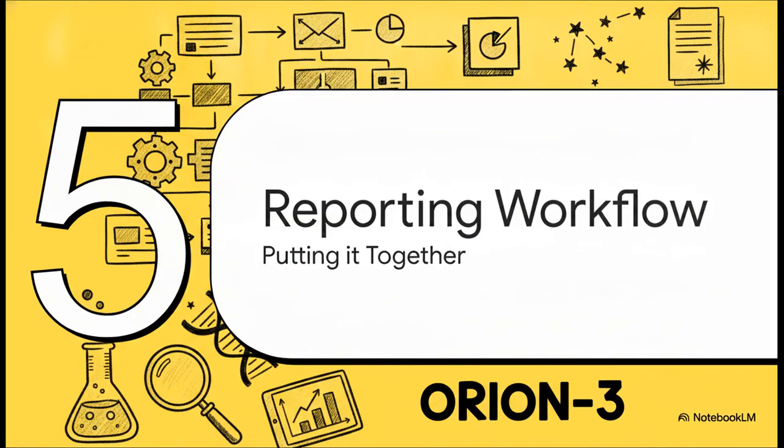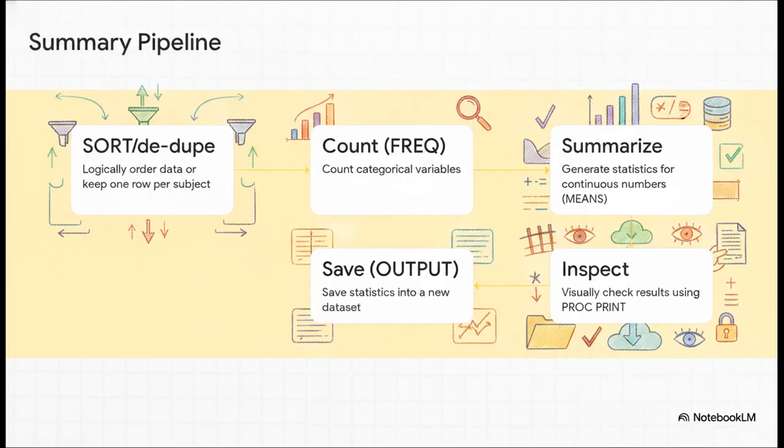And finally, Section 5, the complete reporting workflow, putting it all together. In a real clinical programming environment, these procedures actually chain naturally into a seamless 5-step pipeline. Step 1, you run PROC SORT to logically order your data or deduplicate it down to the subject level. Step 2, you use PROC FREQ to count your categorical variables. Step 3, you use PROC MEANS to summarize your continuous numbers. Step 4, you use PROC PRINT to visually inspect the results and make sure they actually make clinical sense.